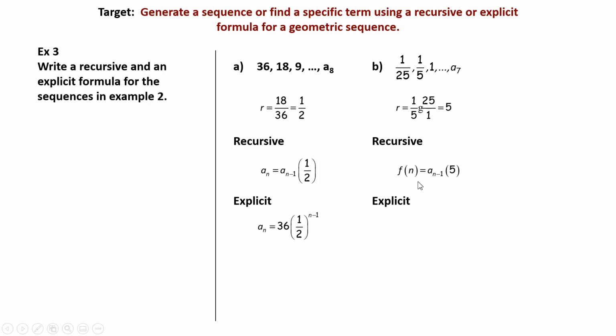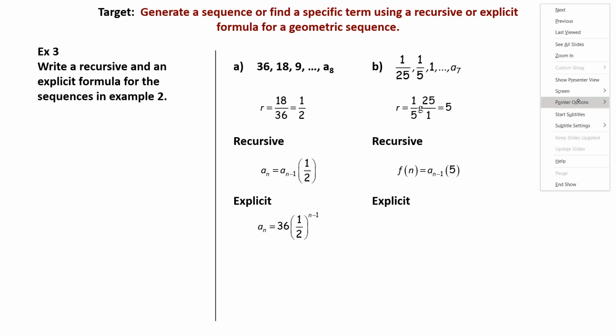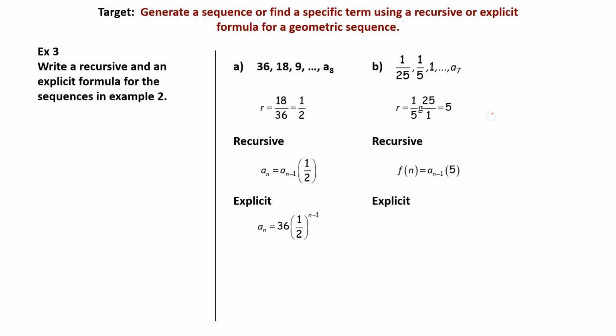But in fact, maybe I can write this one out for you. So let's see what we've got here. So I'm going to try. There we go. So this really should look like this. f of n equals f of n minus 1. That's the value of the term before, times 5. Okay, so that's really what that should look like.